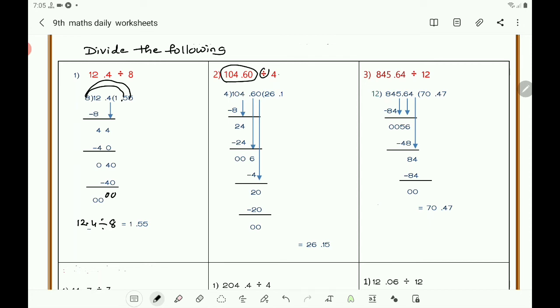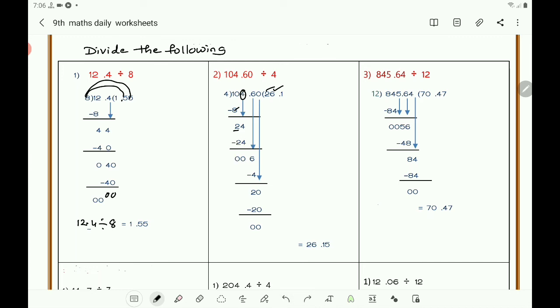Then you take the second one. 104.60 divided by 4. So you write the number 104.60. You divide it by 4. In the first step, we have to take 1, but 1 is smaller than 4. Then you take 10. And 4 2s are 8. 8 you write, subtract it. 10 minus 8 is 2. Then you take this 4 down. So it becomes 24. Then 4 6s are 24. Subtract 24, you will get 0.